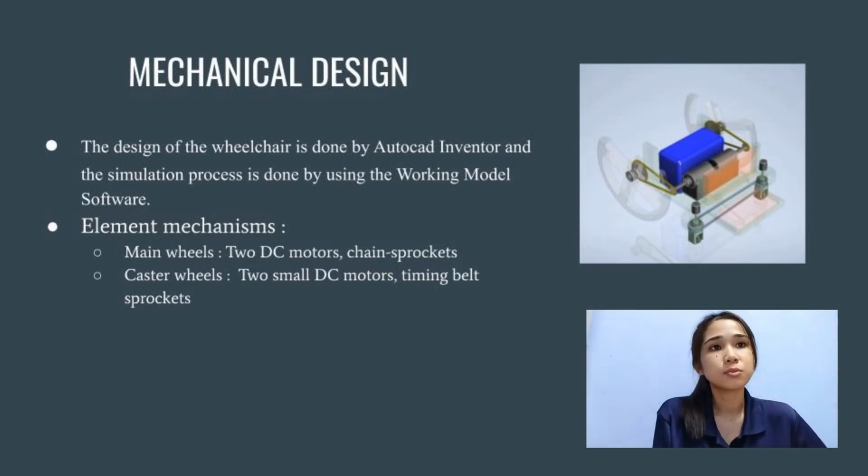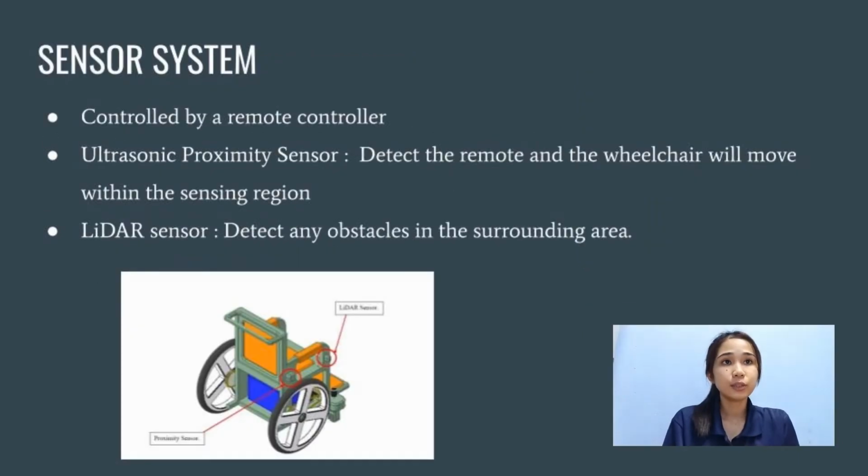The motion transmission to wheels is made with chain transmissions. For the caster wheels, 2 small DC motors and 2 timing belt sprockets are used. These motors on the caster wheels allow the wheelchair to turn left or right. The electric wheelchair purpose is controlled by a remote controller.